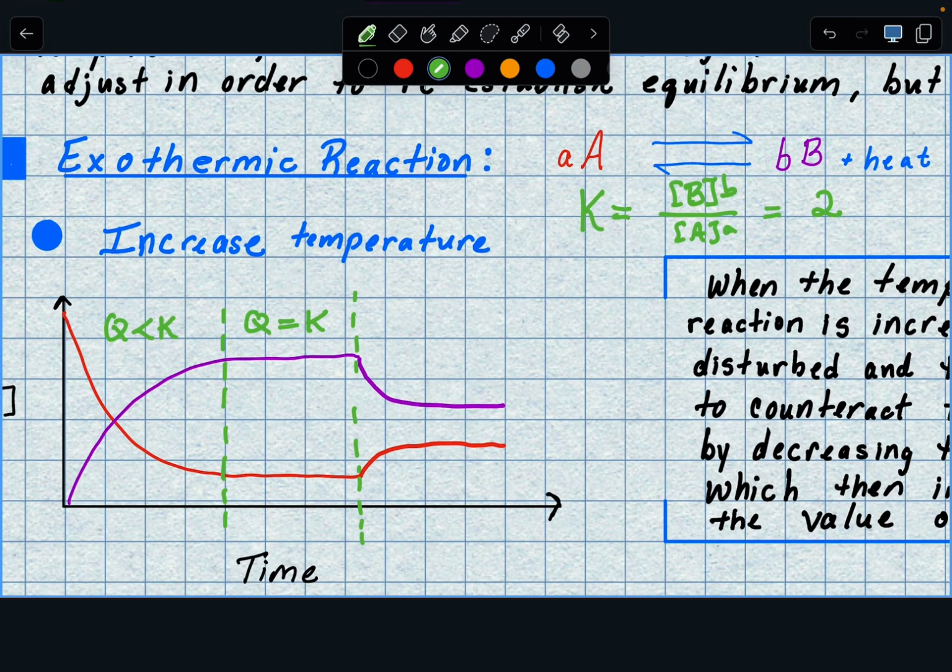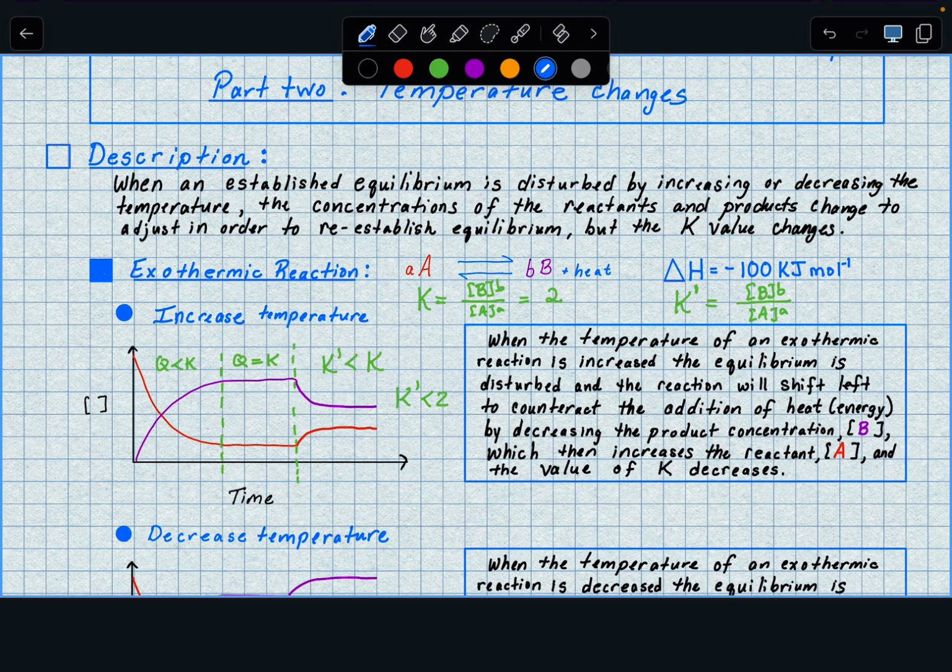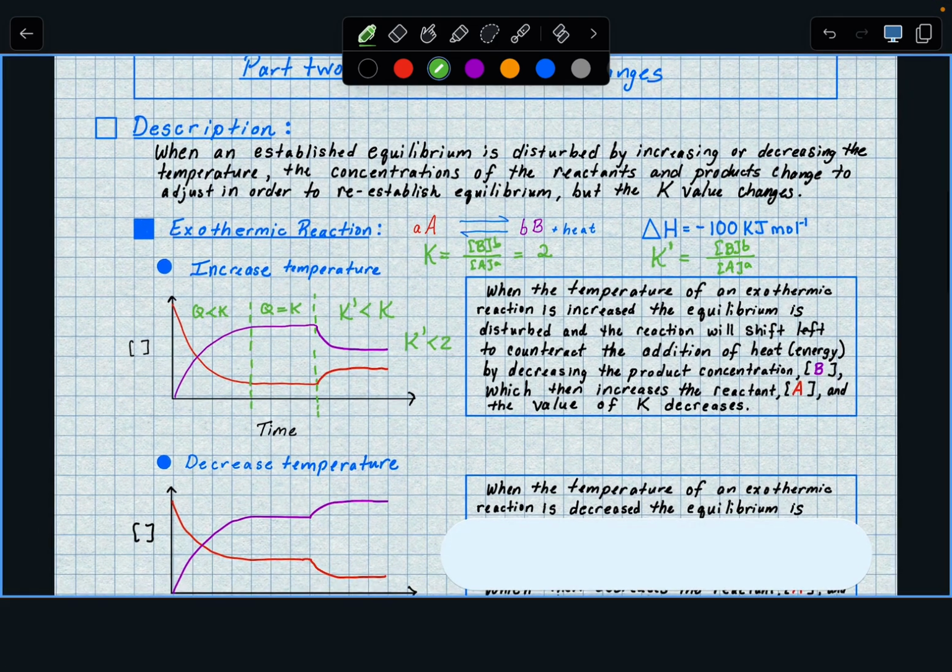So what you want to write down here, unlike the last video on concentration changes, is that our new K prime is going to be less than the original. If the original was 2 in this case, our new K prime is going to be less than 2. So that's the first change: if we have an exothermic reaction and we increase the heat, we decrease the product B, meaning the numerator goes down, and we increase A, so the denominator goes up. Both of them make the K value decrease. All right, let's move on to the next possible change.